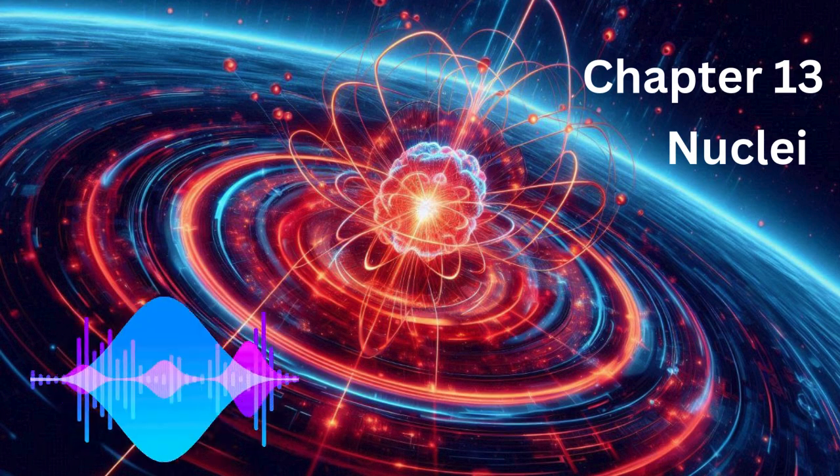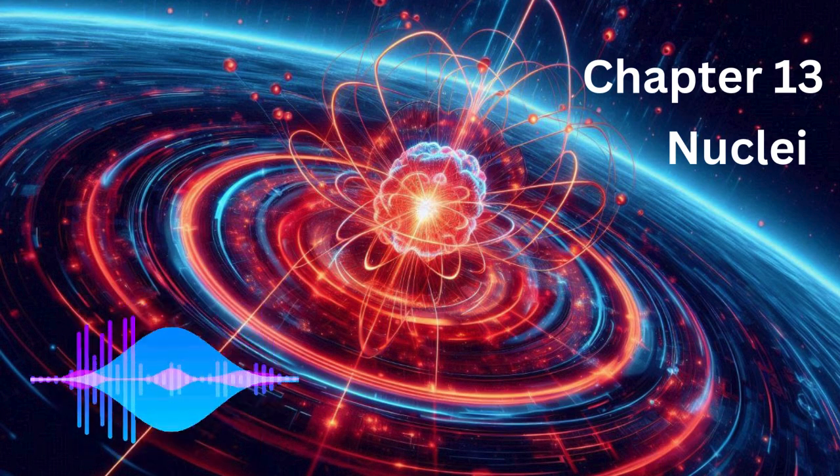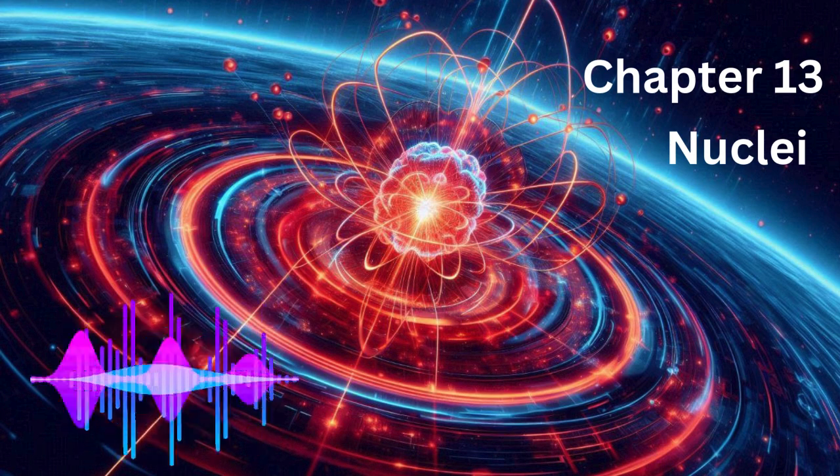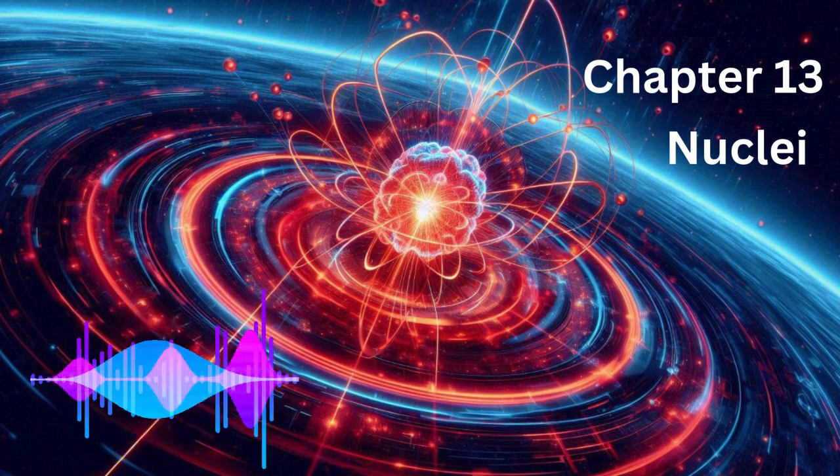Well, sure. What about fusing those lighter nuclei? What happens there? Well, when you combine those light nuclei, we call that fusion. And that's actually what powers the stars. No way. So our sun is basically a giant fusion reactor. It is. It's constantly fusing hydrogen into helium. And that releases an incredible amount of energy, which is what makes the sun shine. It's wild to think that all that energy we feel from the sun comes from these tiny nuclear reactions happening millions of miles away. It really is.